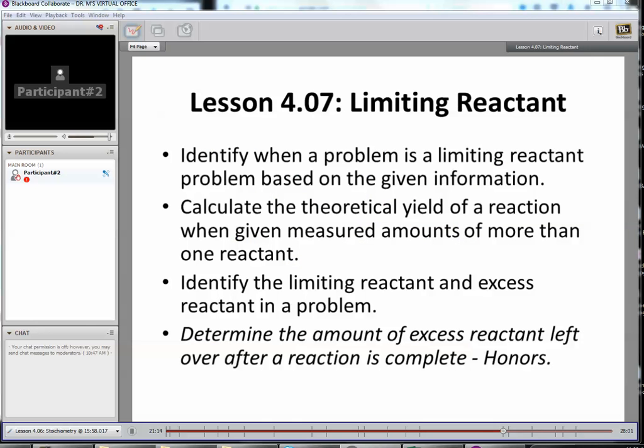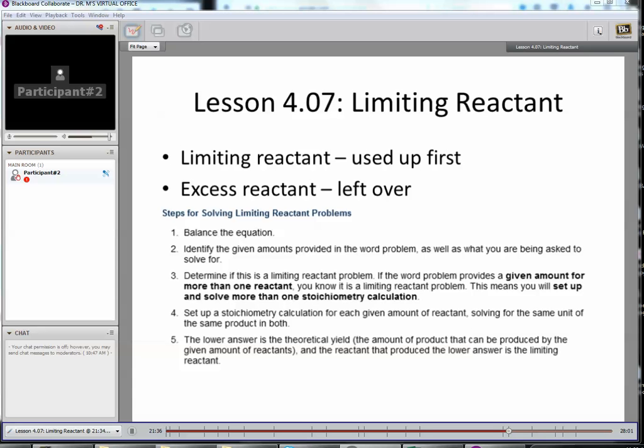So limiting reactants is just a little bit of a twist on this. And we want to make sure that we identify when a problem is a limiting reactant problem based on the given information. We're also going to start dealing with theoretical yield and actual yield within this, as well as identifying what the actual limiting reactant and excess reactants are in a problem. So for our example here, all right, limiting reactants are what gets used up first, okay?